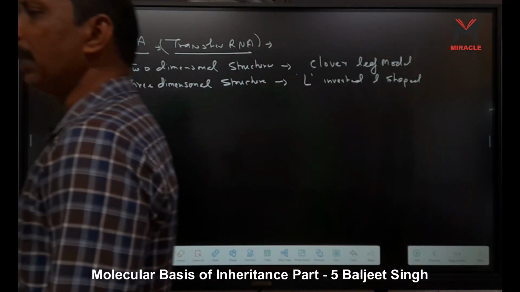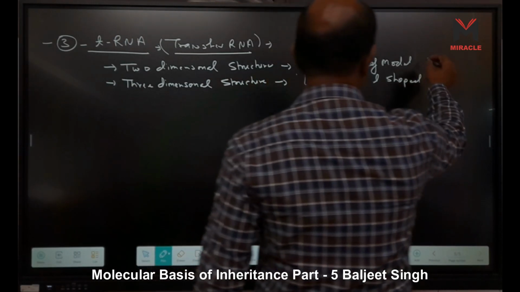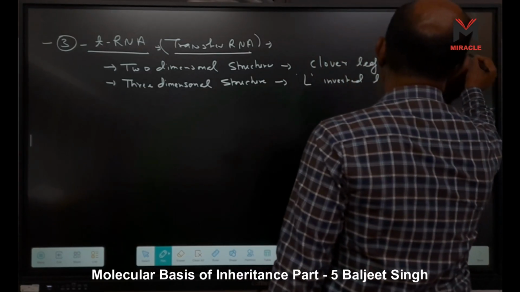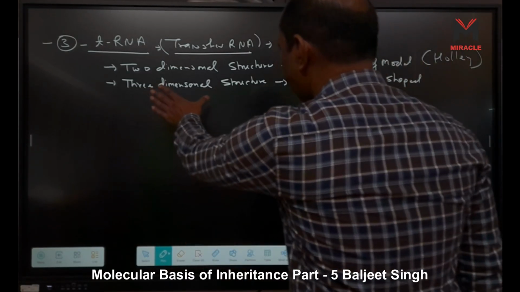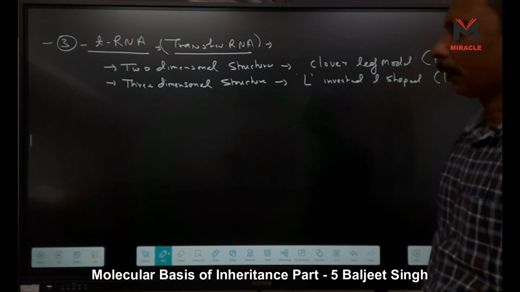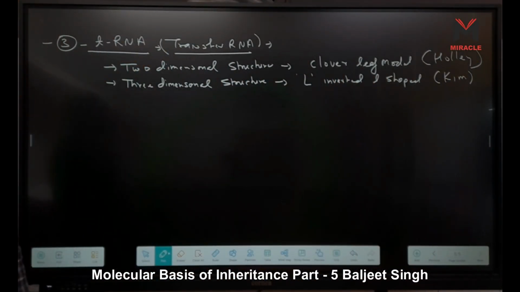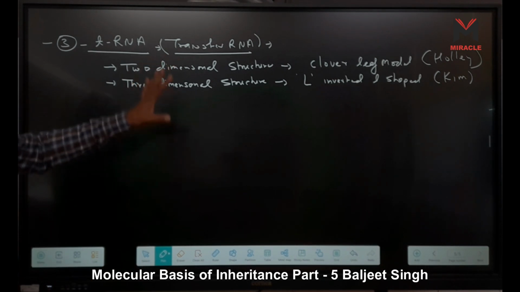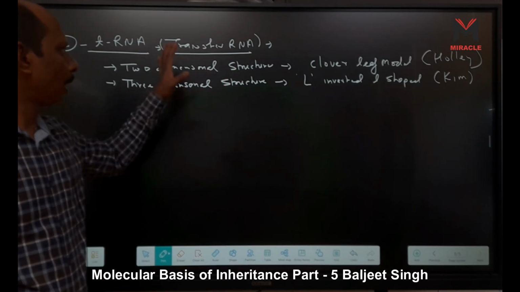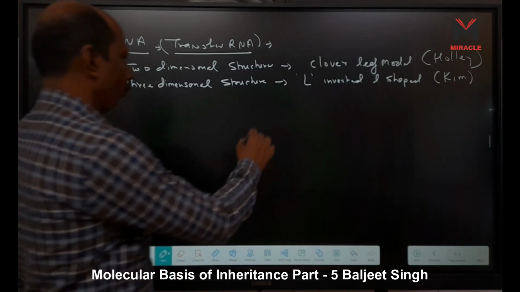Both structures were given by different scientists, right? The two-dimensional cloverleaf model was given by Holley. But the three-dimensional structure was given by Kim, right? Actually, this three-dimensional structure is present in the cytoplasm. Okay. To understand the structure of transfer RNA, we use this cloverleaf model, right? It has 4 arms.